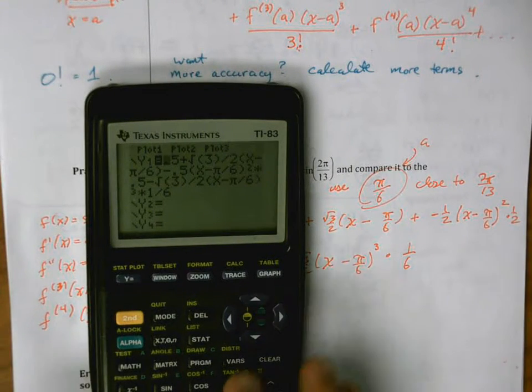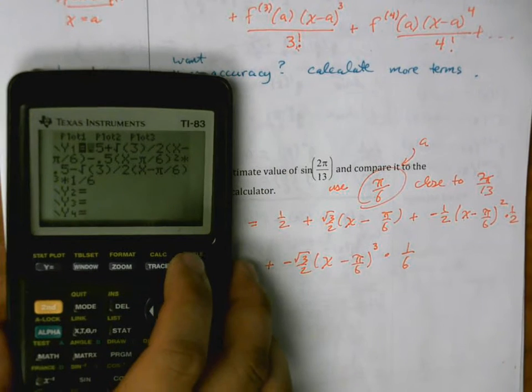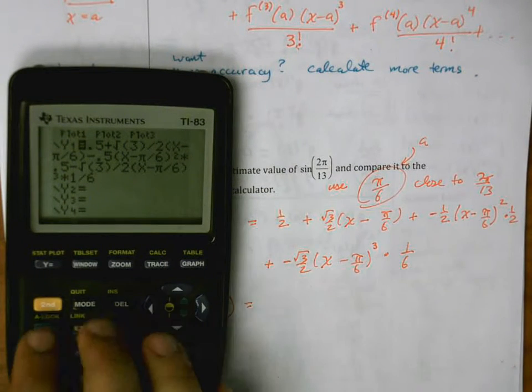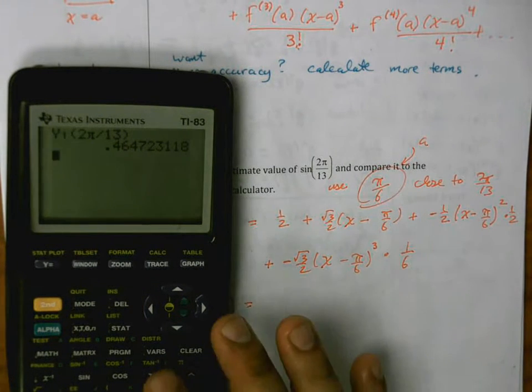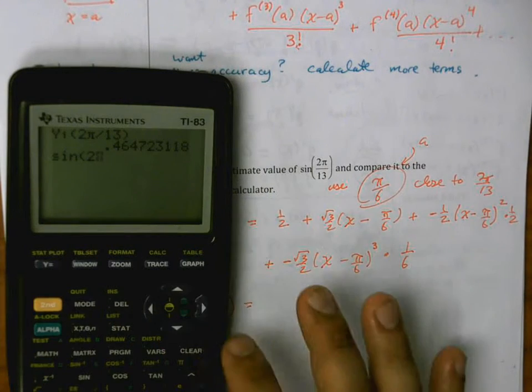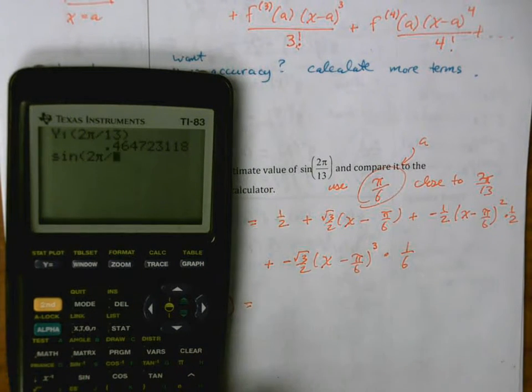Okay, so I got this mess here entered into my TI-83 calculator, and then if I substitute in 2 pi over 13, that's the result that I get. And if you compare this to the actual, or not really actual, but the sine function in your calculator, you get almost the same thing.